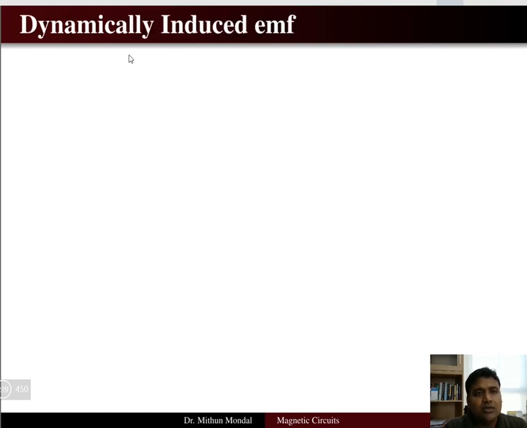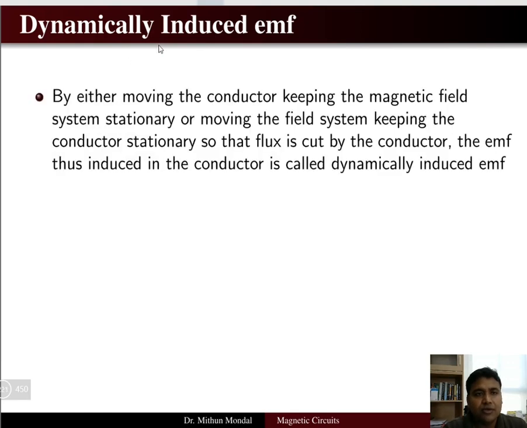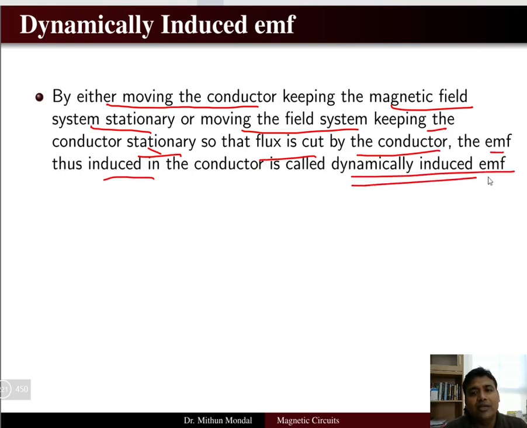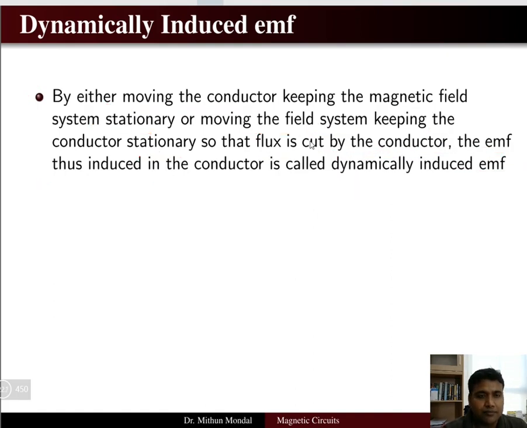Now let us look into the dynamically induced EMF first. By either moving the conductor keeping the magnetic field system stationary, or moving the field system keeping the conductor stationary, so that the flux is cut by the conductor, the EMF thus induced in the conductor is called dynamically induced EMF. So this is the definition of dynamically induced EMF. Both ways you can induce an EMF which is known as dynamically induced EMF.